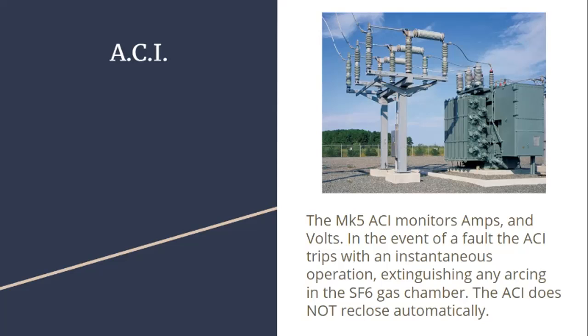The ACI. The MK5 ACI monitors amps and volts. In the event of a fault, the ACI trips with an instantaneous operation, extinguishing any arc in the SF6 gas chamber. The ACI does not reclose automatically. Very good description he's given right there. Right, it is the full gamut of what an ACI does in its operation, plus the medium that it uses to break arcs. And you had this on your previous quiz about what an ACI does. It does not reclose, and it opens on one instantaneous operation.